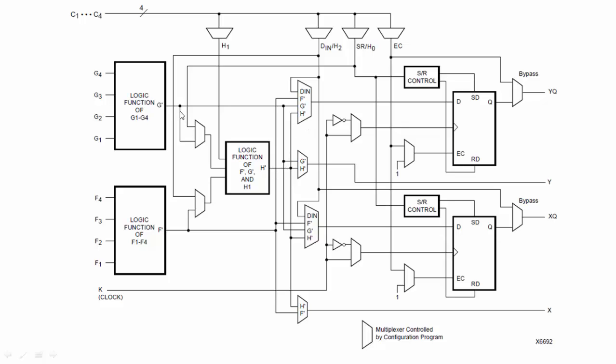Outputs of these function generators are now available here and here. By selecting one of them, you can directly make it visible at the output Y or at the output X from the function generators here, from the mux here, or you can give it to the output pin by passing it through a D flip-flop. Why D flip-flop?